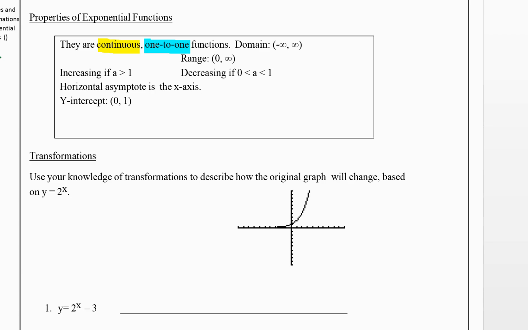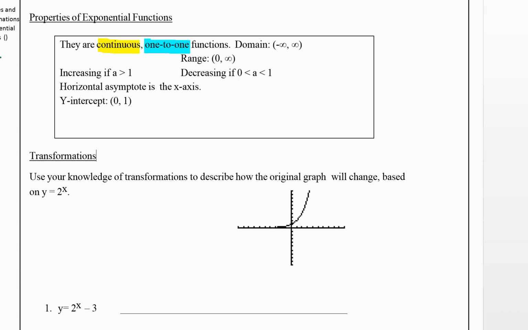Its domain is negative infinity to infinity, so this shouldn't be surprising. You can put any number in an exponent and evaluate it. Its range is from 0 to infinity, meaning you can't take a positive number to an exponent and get out a negative number. And you actually never get out 0 either.